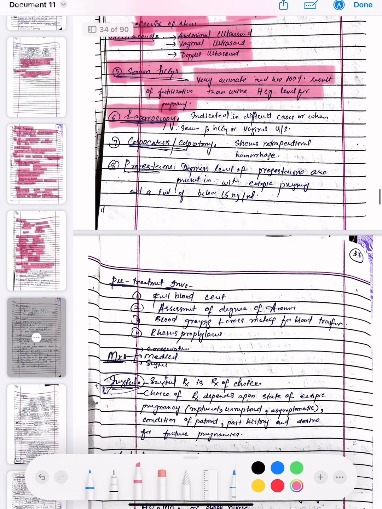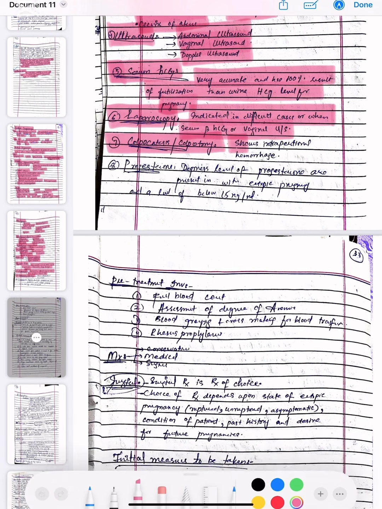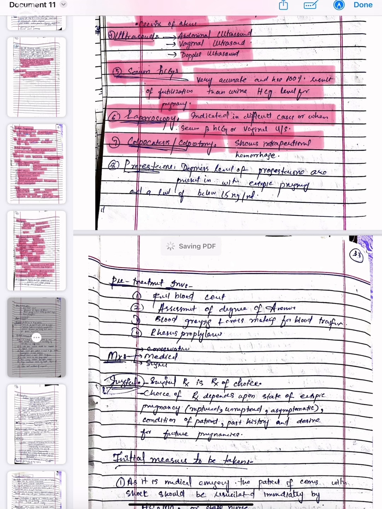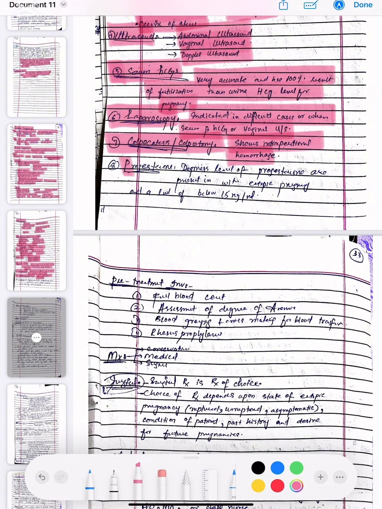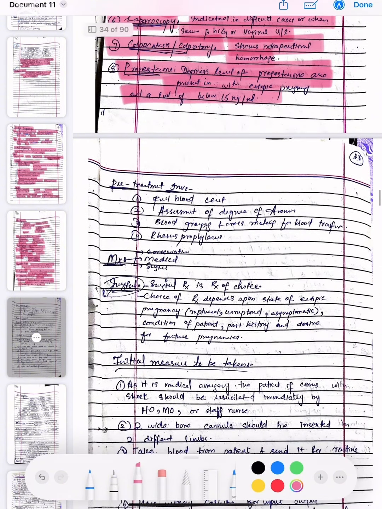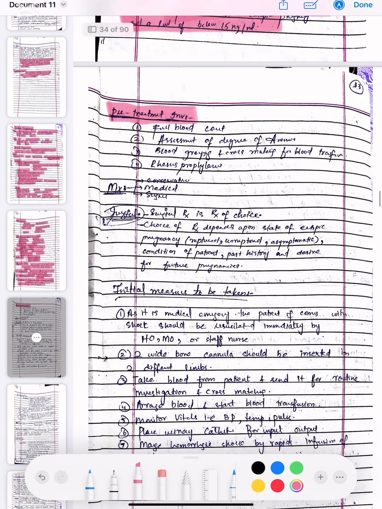Laparoscopy is done, which is indicated in difficult cases or when serum beta HCG or vaginal ultrasound is inconclusive. Colpotomy is done, which shows intraperitoneal hemorrhage, and progesterone is checked, which shows depressed levels of progesterone in ectopic pregnancy, below 15 nanograms per ml. The pre-treatment investigations for ectopic pregnancy are full blood count, assessment of the degree of anemia, blood grouping and cross-matching for blood transfusion, and rhesus prophylaxis.